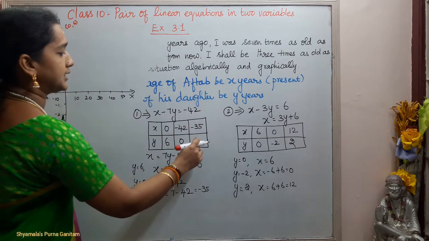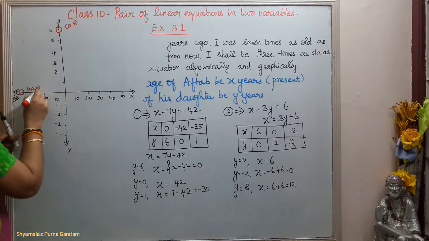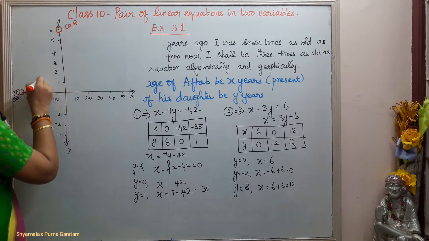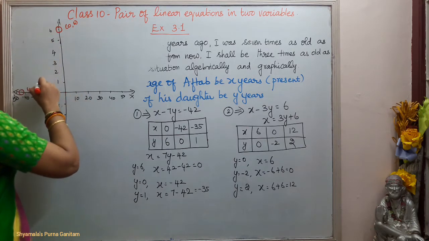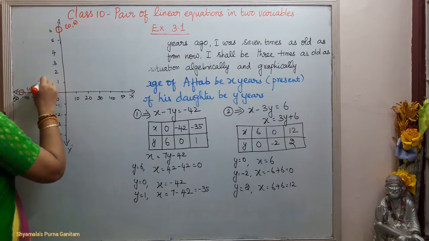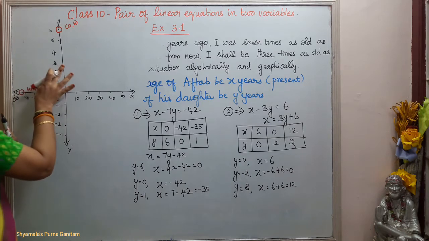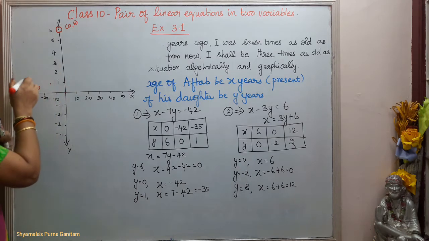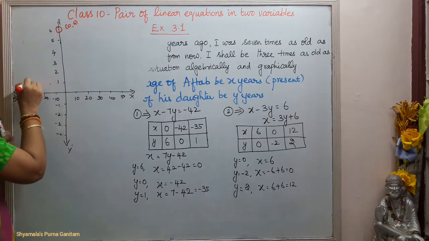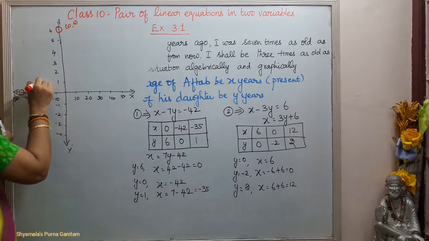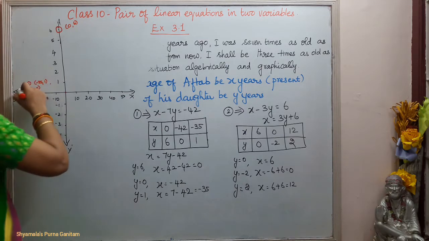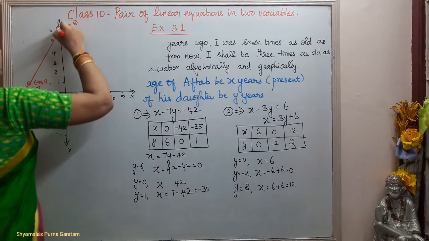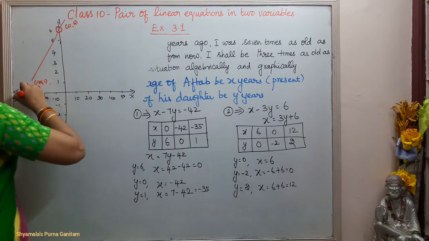Then the other one is minus 35, 1. I will get it here. Okay, so this has to be joined. This is minus 35, sorry. Minus 35 will be here. This is 30 and 40, minus 35 will be here. So minus 35, 1. This point is minus 35, 1. So when I join this, I will get a straight line here.